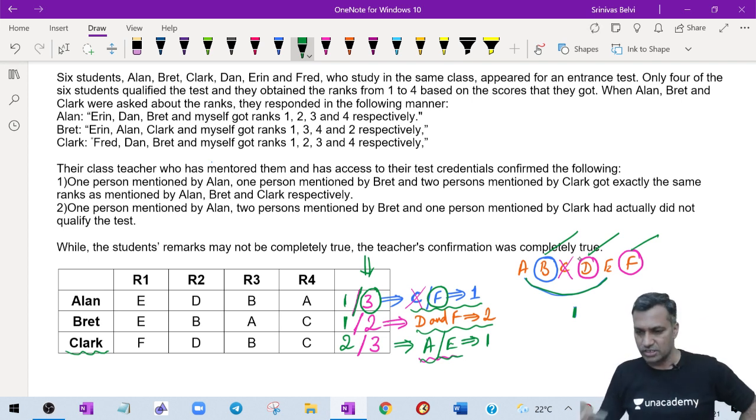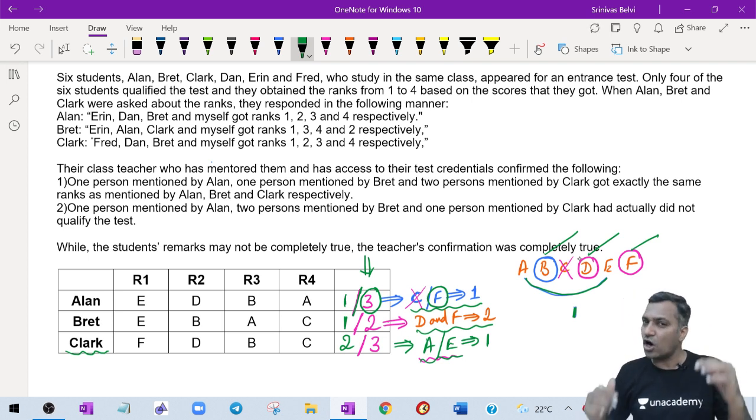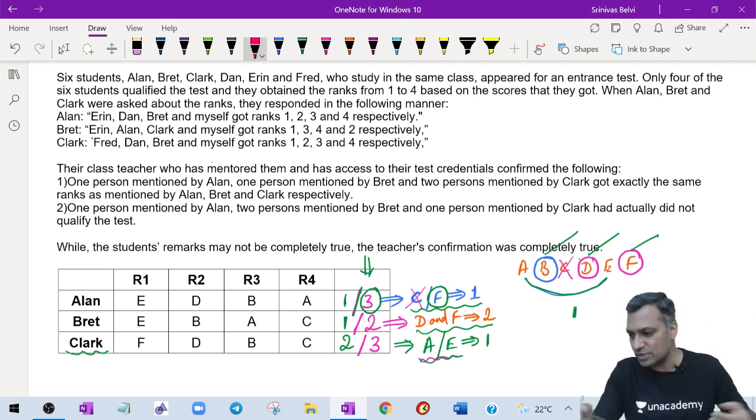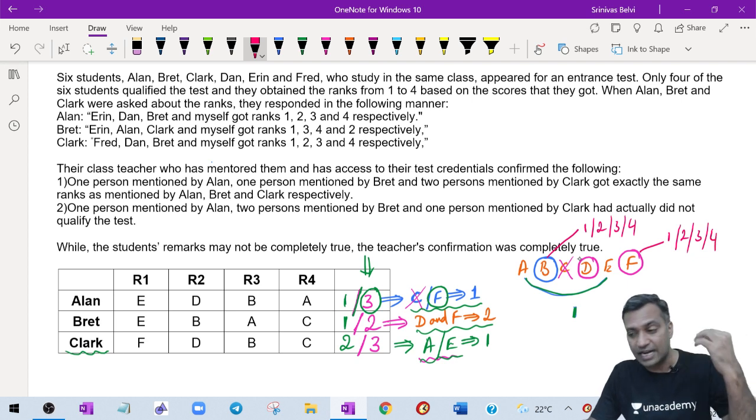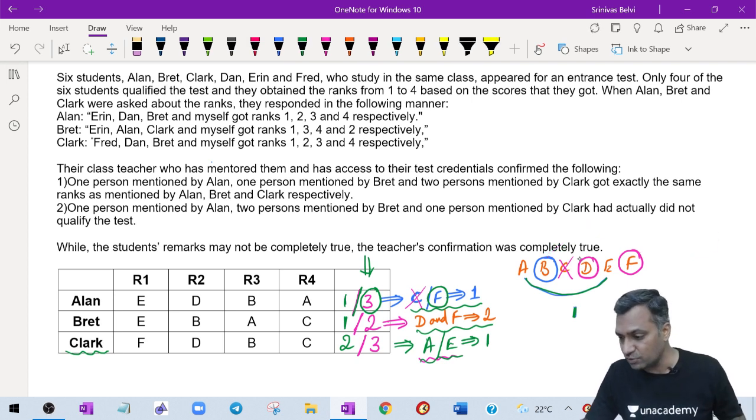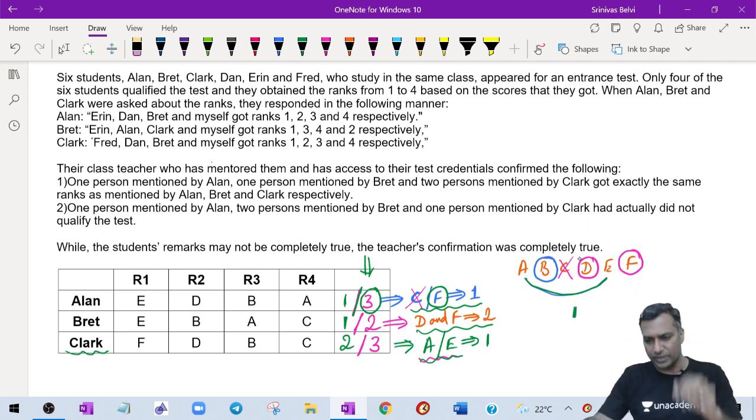Now the question is, I will pause here for 2 minutes. I will give you time for 2 minutes. I want you to figure out who got what rank. You said that B got the rank. Which rank? Did he get the first, second, third, or fourth? Which rank did these people get? That's what I want you to figure out in about these 2 minutes.